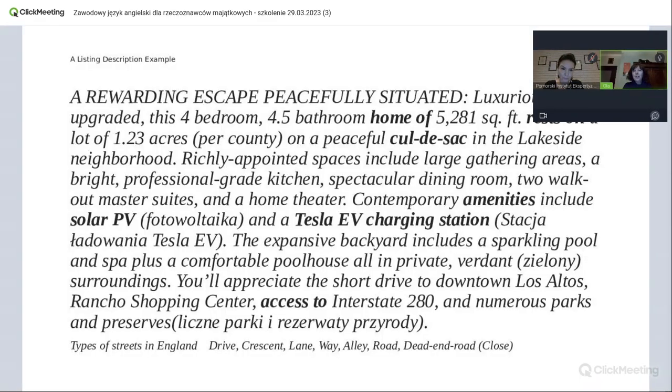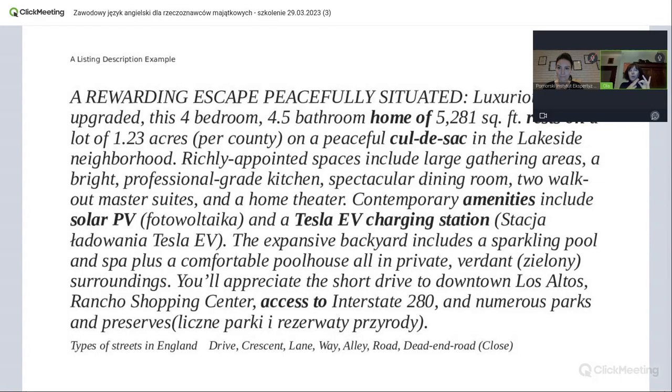And here I've got the original property listing for some property. You will notice that this is from an American real estate agency, a property broker in English, first of all because of spelling, and then because of some expressions. Because it is an advertisement, the language is a little bit too enthusiastic, but if you remove some enthusiastic expressions, you could use it as a very nice description of the residential property. It goes like this: a rewarding escape, peacefully situated. The language is really too bombastic, but luxurious and upgraded.